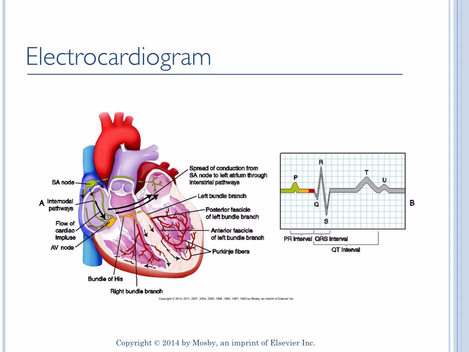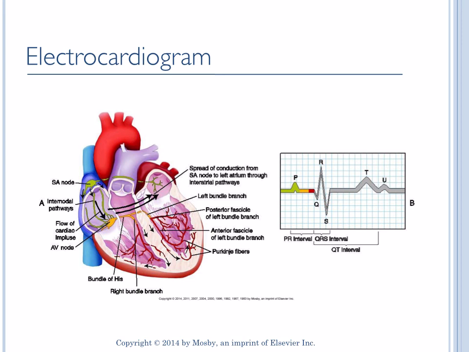The T wave represents repolarization of the ventricles. The U wave is not necessarily going to be there, but if it is seen on the paper, it may represent the repolarization of the Purkinje fibers, or it may be associated with hypokalemia. So if somebody has low potassium, the U wave will be seen.